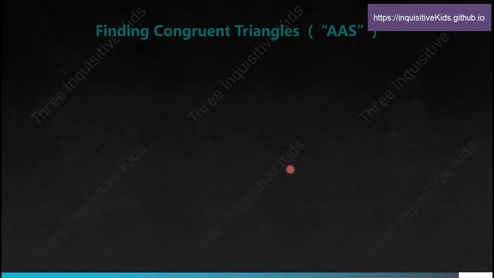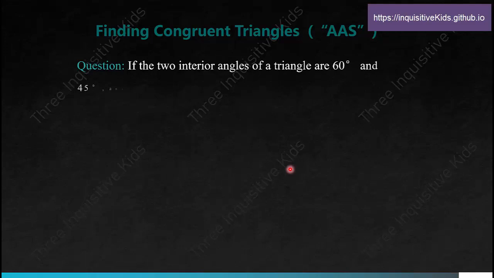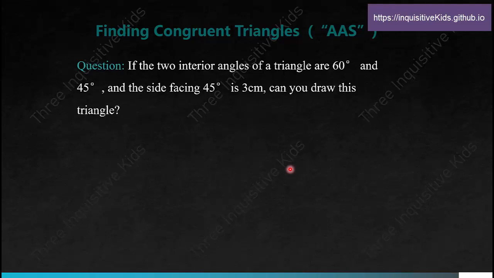Finding congruent triangles, AAS. Question: If the two interior angles of a triangle are 60 degrees and 45 degrees, and the side facing 45 degrees is 3 centimeters, can you draw this triangle? So we're trying to draw a triangle, and we know that one of the two interior angles of the triangle is 60 degrees. So here is our 60 degrees. And another interior angle is 45 degrees.